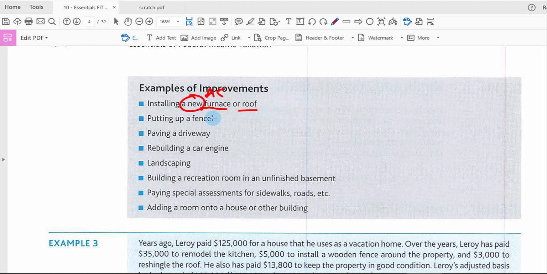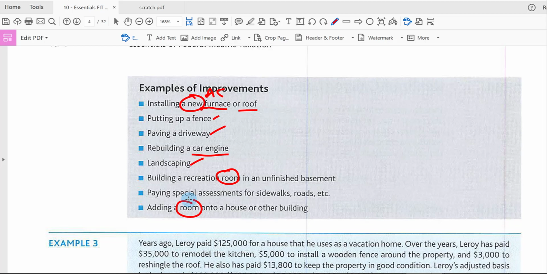Here you're putting in a new fence for your real property or repaving the driveway. In the case of a car engine, technically you're supposed to subtract out the cost of the old engine before you add in the cost of the new one. You're landscaping your property, so the cost can be added to the total cost of the property. Here you're adding a room to your home, or a room to your building. You're expanding the property. You're making the life longer to the property with these costs.